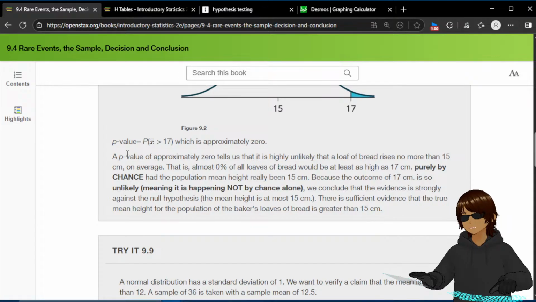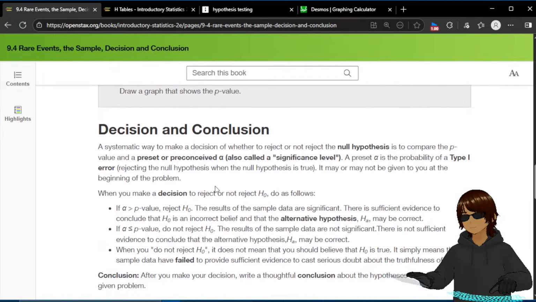A p-value of approximately 0 tells us that it is highly unlikely that a loaf of bread rises no more than 15 centimeters on average. Almost 0% of the loaves of bread would be at least as high as 17 centimeters purely by chance, had the population mean height really been 15 centimeters. Because the outcome of 17 centimeters is so unlikely, we conclude that the evidence is strongly against the null hypothesis. There is sufficient evidence that the true mean height for the population of the baker's loaves of bread is greater than 15.